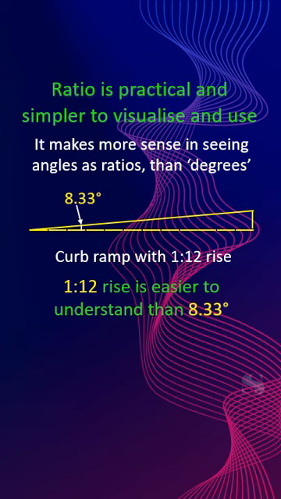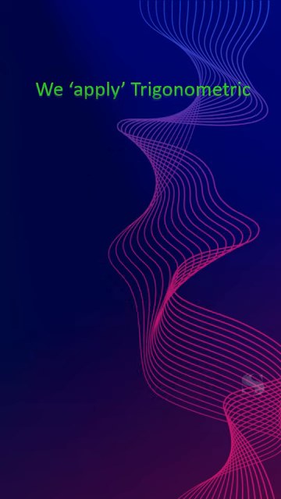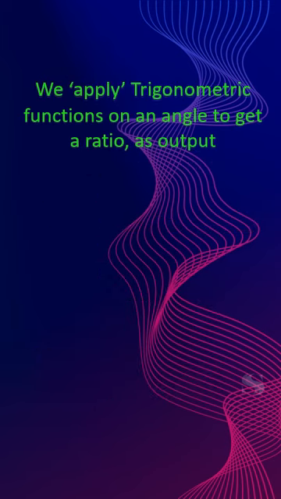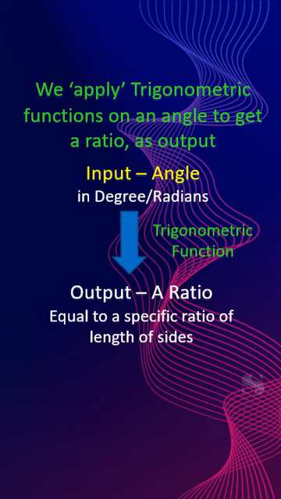To cite another example, it is far more relatable and easier to register or compare the ratio of the height of two things and their respective shadow lengths under the sun than to try to see if the angles of the sun rays are similar. The advantage of ratios over angle measures is also why textbooks call this relationship trigonometric ratios. We apply trigonometric functions on an angle of a right-angle triangle to get a ratio of length of sides of a triangle as output. This ratio is of specific sides.